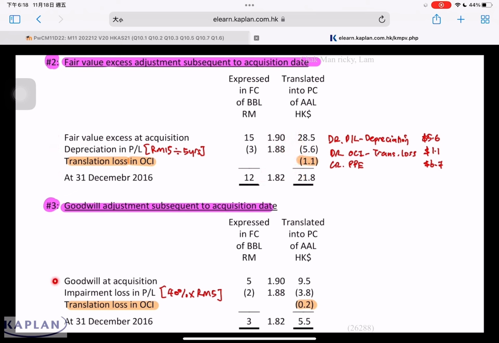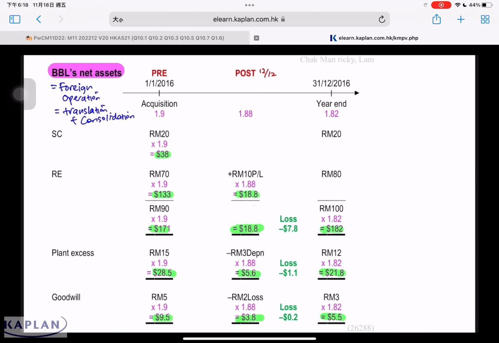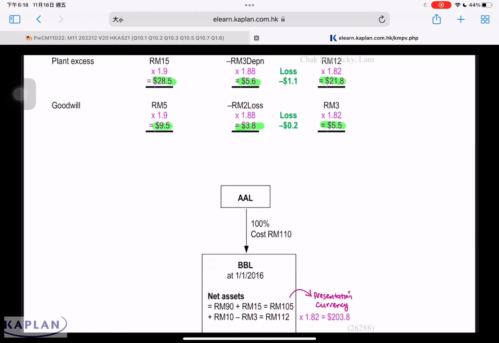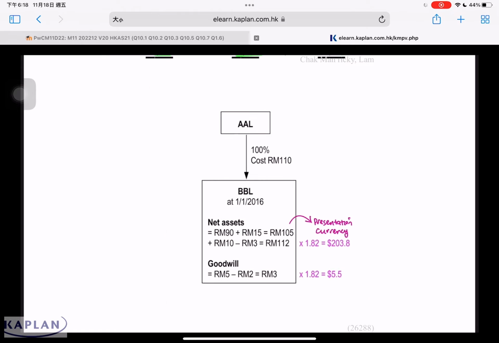At the date of acquisition, goodwill is translated using HR rate. Impairment of goodwill is translated based on average rate. The closing balance of goodwill is translated using closing rate. After that, calculate the balancing figure. By doing this, or this, or this, all are the same. I just present the figure differently using the same principle.